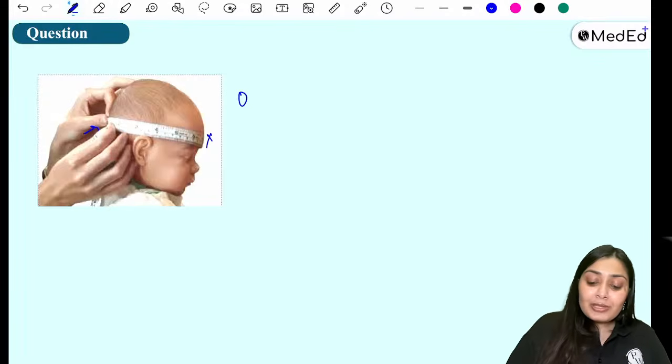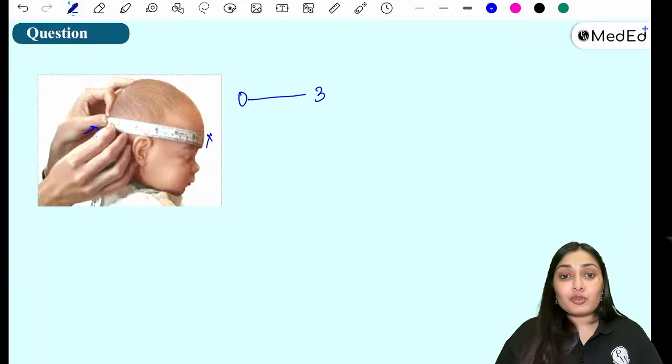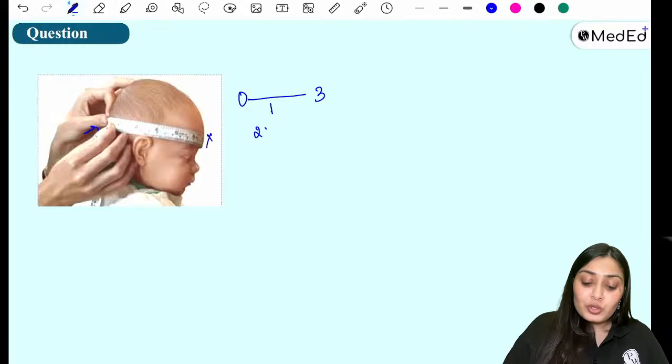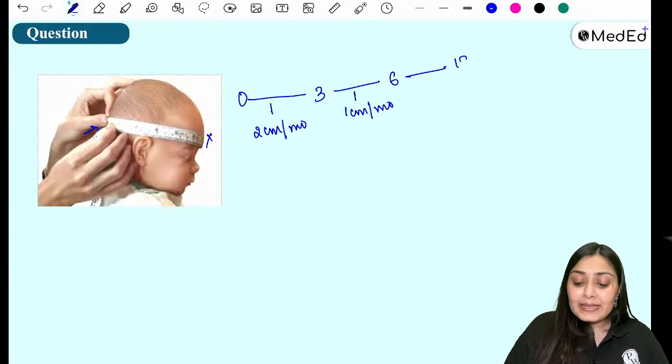So in the initial 3 months, how does the head circumference grow? In the initial 3 months, it grows 2 centimeters per month. In the next 3 months, it grows 1 centimeter per month. And in the next 6 months, it grows 0.5 centimeters per month, right?